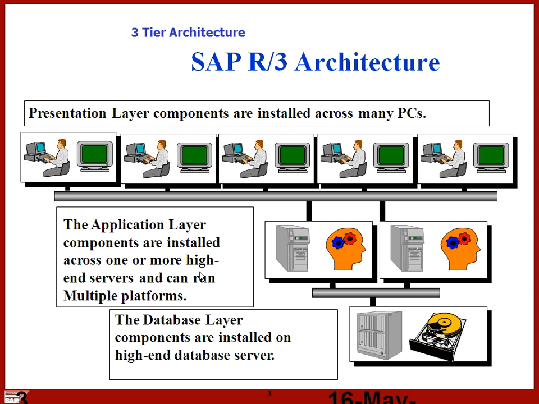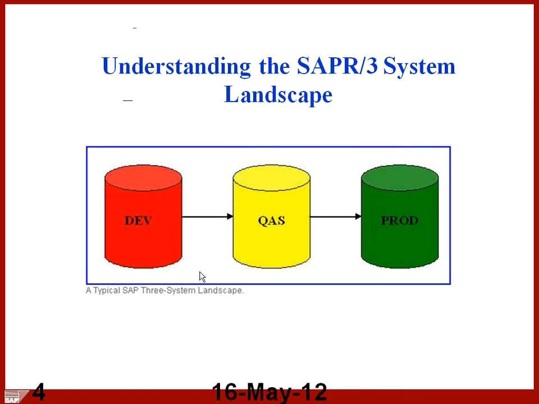Now let's understand what topics we are going to cover in SAP MM. We will discuss architecture: single tier, two tier, three tier, in which tier which application components will be available, and which one will be used for communication purposes. All these things we will discuss in the first class. We will also discuss the system landscape. What is the system landscape? What is the development system? What is the quality assurance system? What is the production or live system?